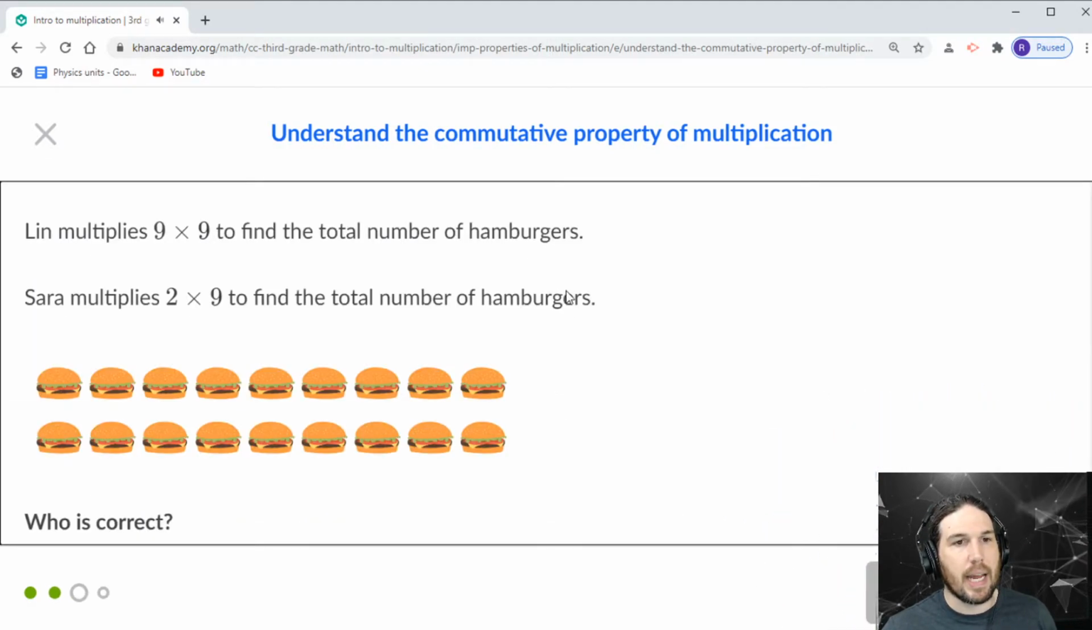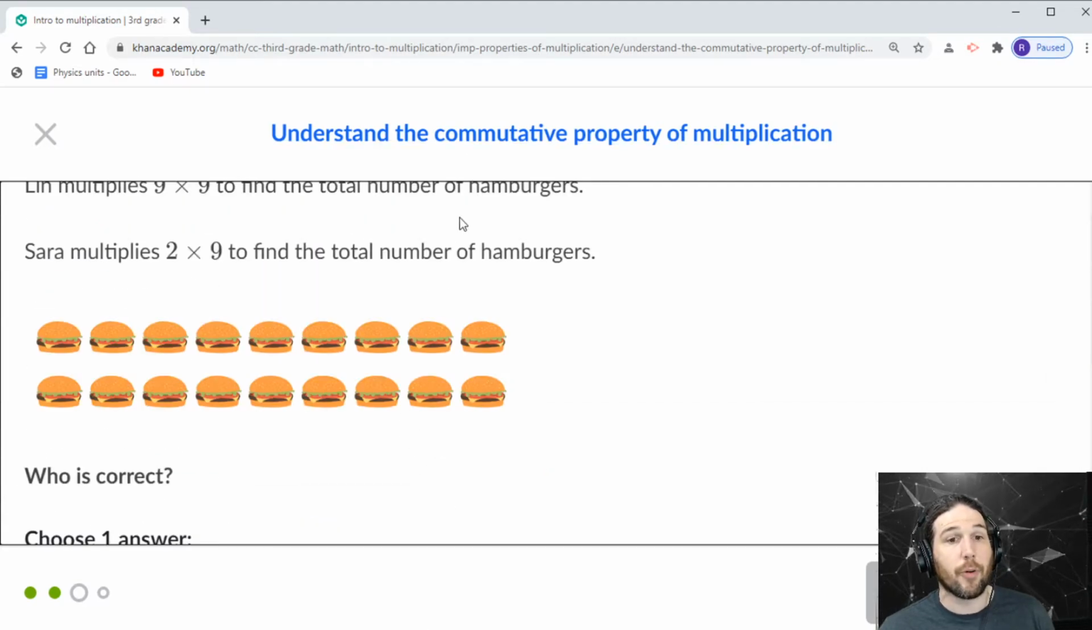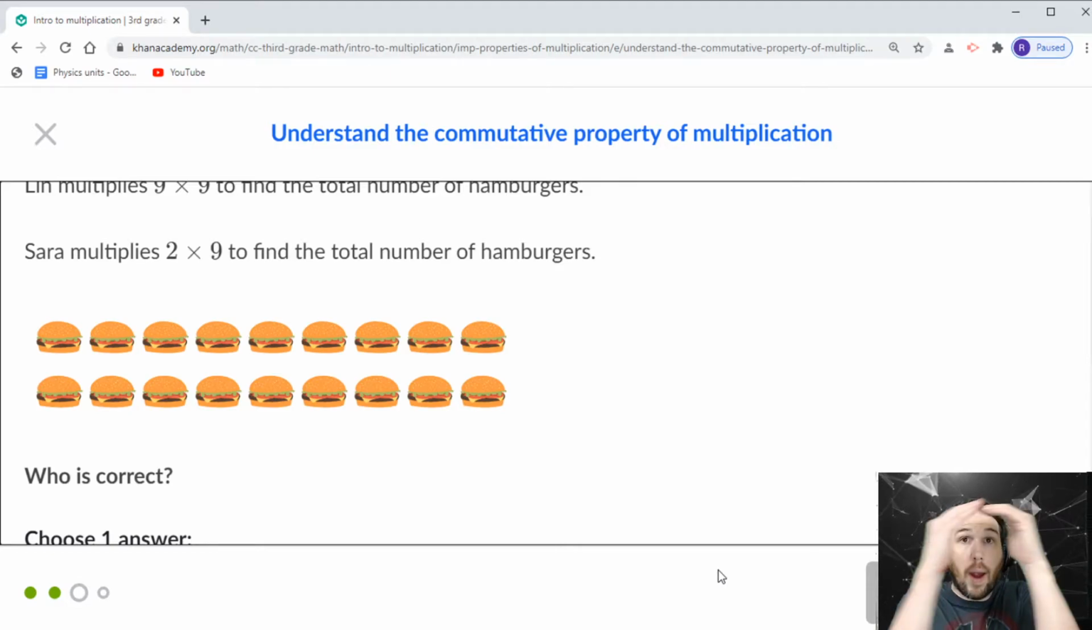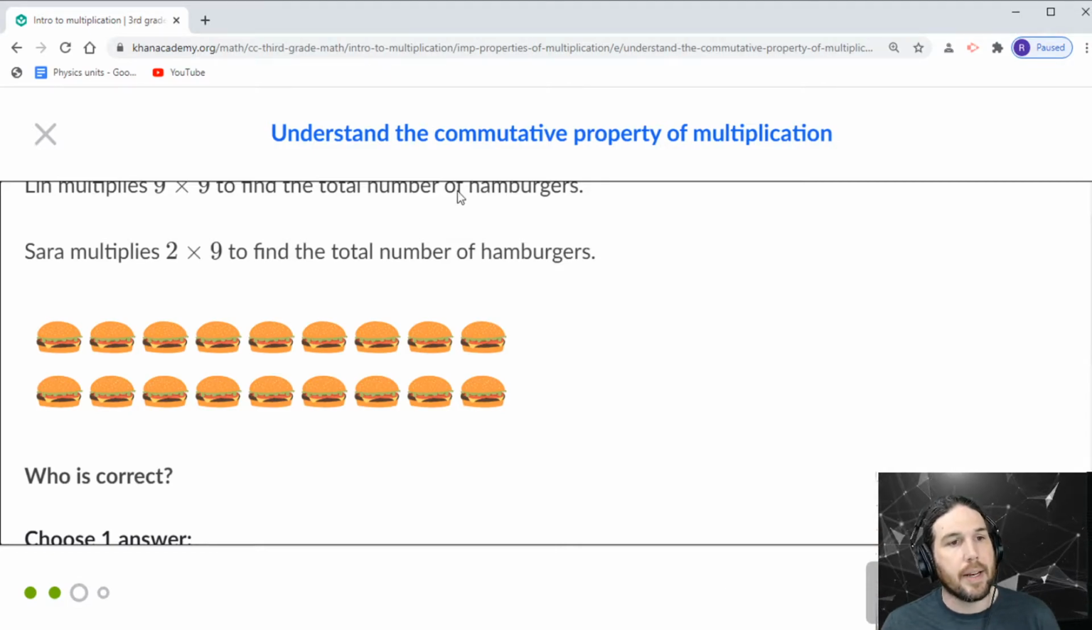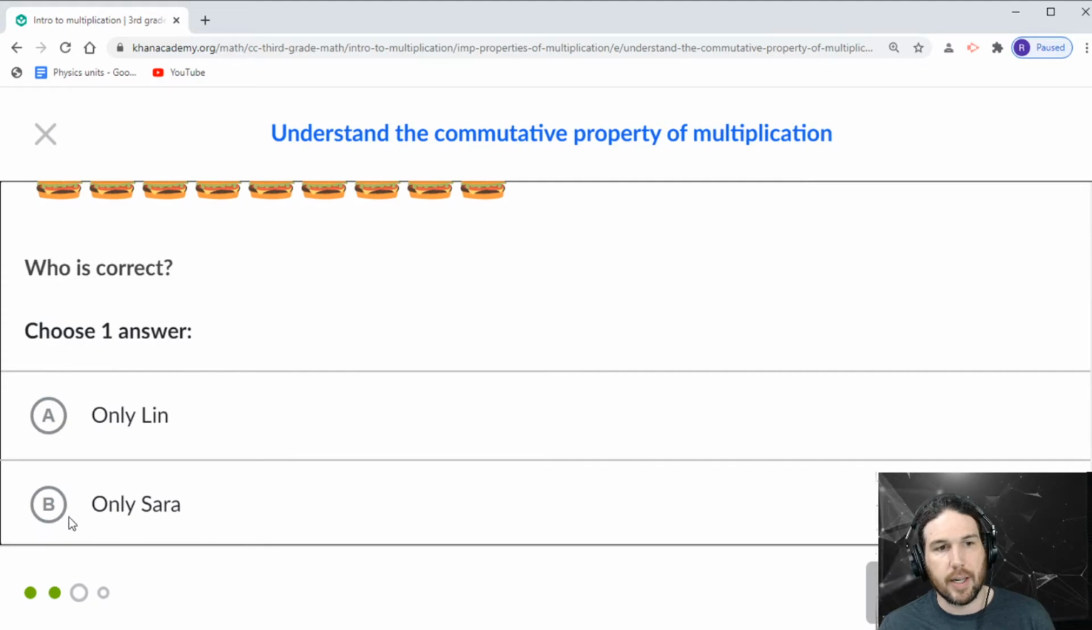Lynn multiplies 9 times 9 to find the total number of hamburgers. That's obviously wrong because there aren't 9 rows of 9. That would be a square of hamburgers. Instead, we have 2 times 9, which is Sarah.